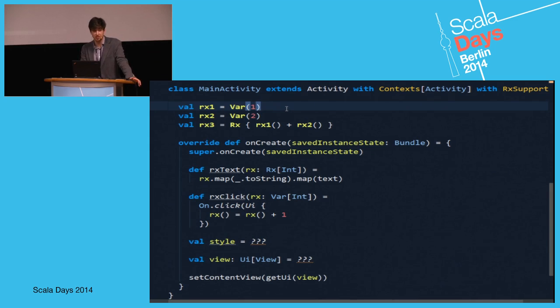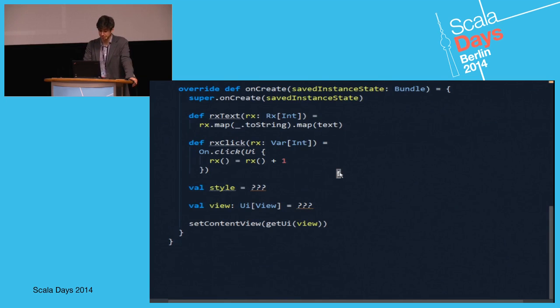So the first reactive value is 1, and the second is initially 2. And the third one is the sum of these two. And what is very cool with this Rx is that once you update the first or the second reactive val, the third one would update as well. And what we are going to do is put these values into text boxes, and you would click the text boxes and the values on them would update.